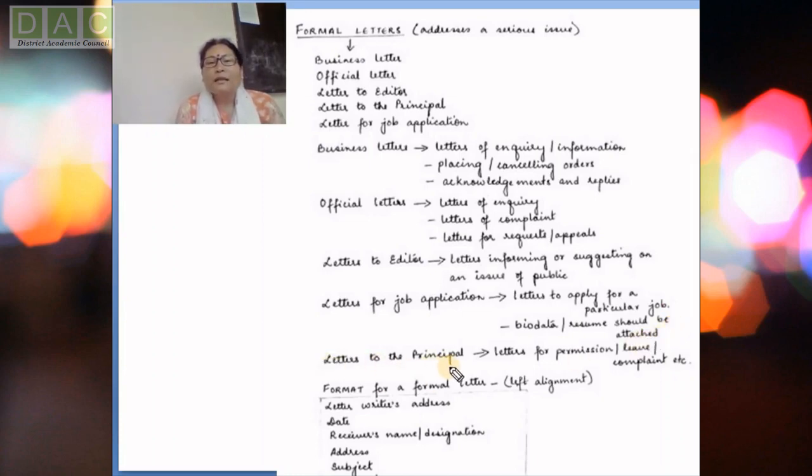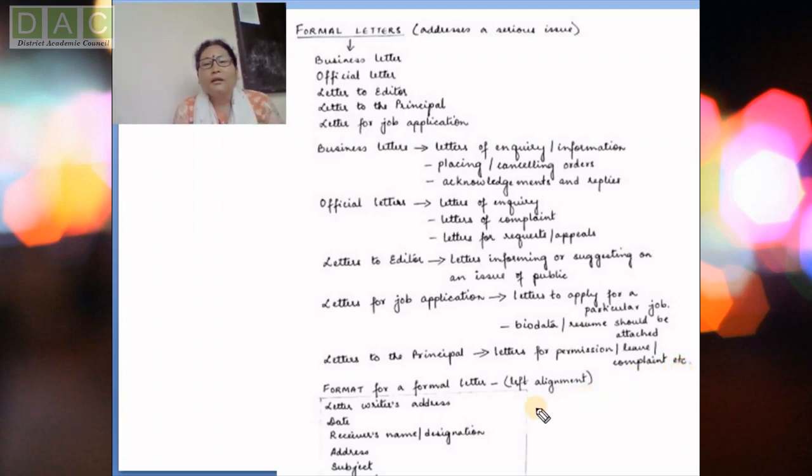Now next comes the letter to the principal, and we usually say it's an application written to the principal. So in here we usually write this type of letter to the principal or headmaster for seeking permission, or say seeking leave, or say complaint, etc.